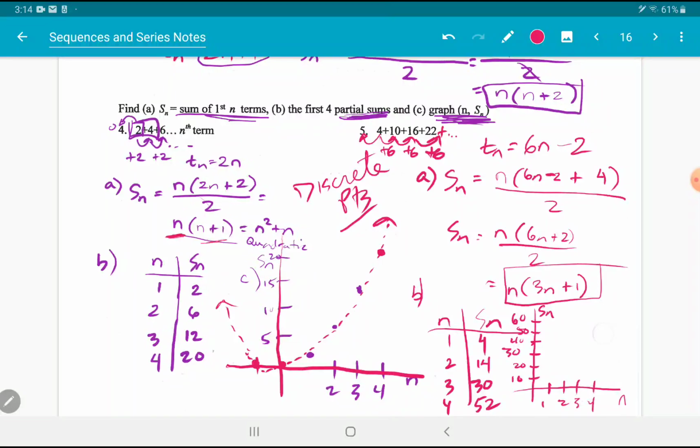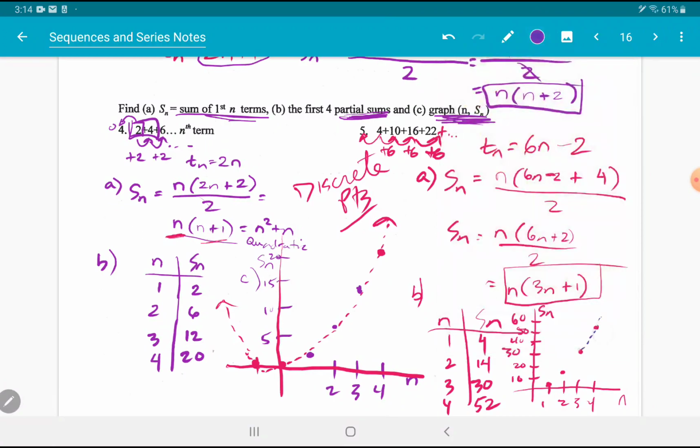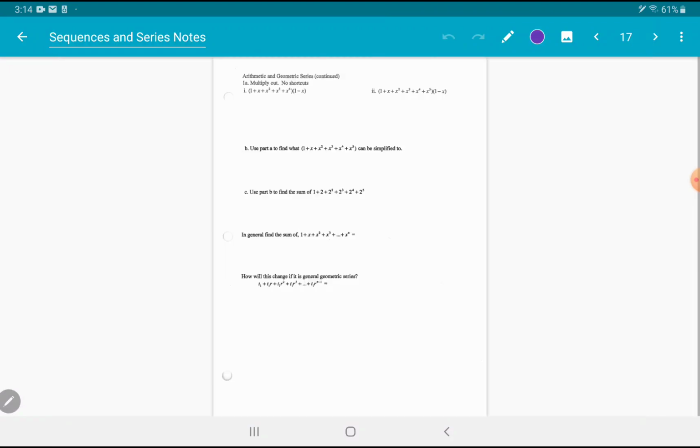Okay, let's go ahead and plot that. So 1 is at 4, really far down. 2 is at 14, right around there. 3 is at 30. And 4 is at 52. Right there. Yeah, that kind of looks more quadratic than number 4, right? You can kind of see here, if I were to do this in a different color, that definitely looks a little bit more quadratic to me. So we've got our parabola going on there. All right, so let's go on to the next page, guys.